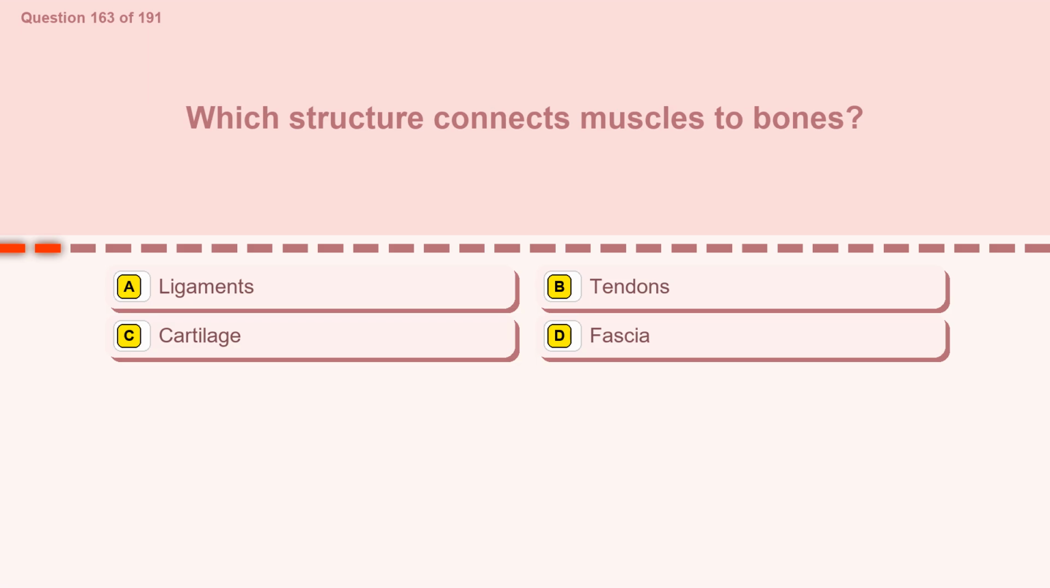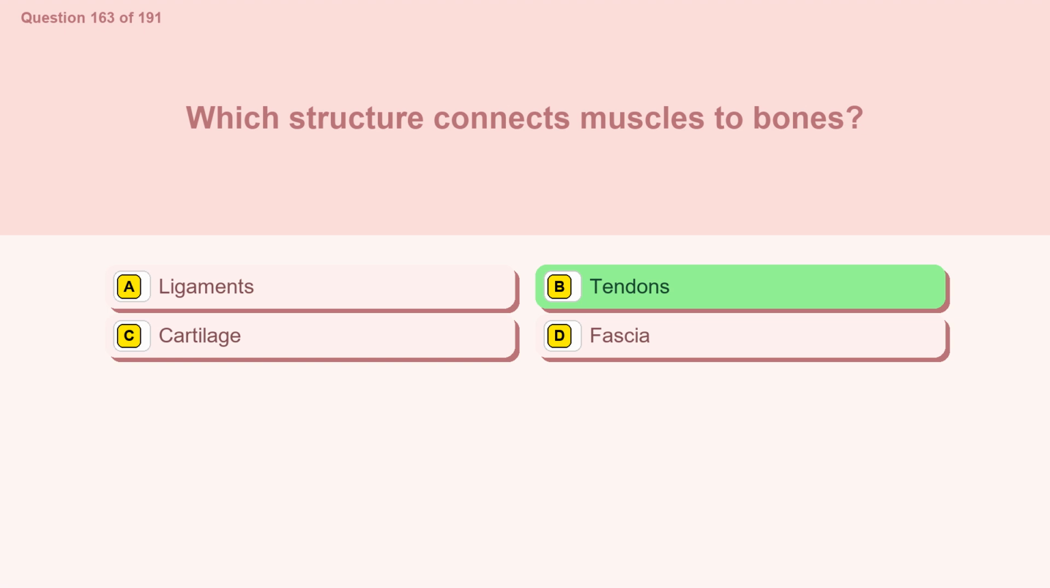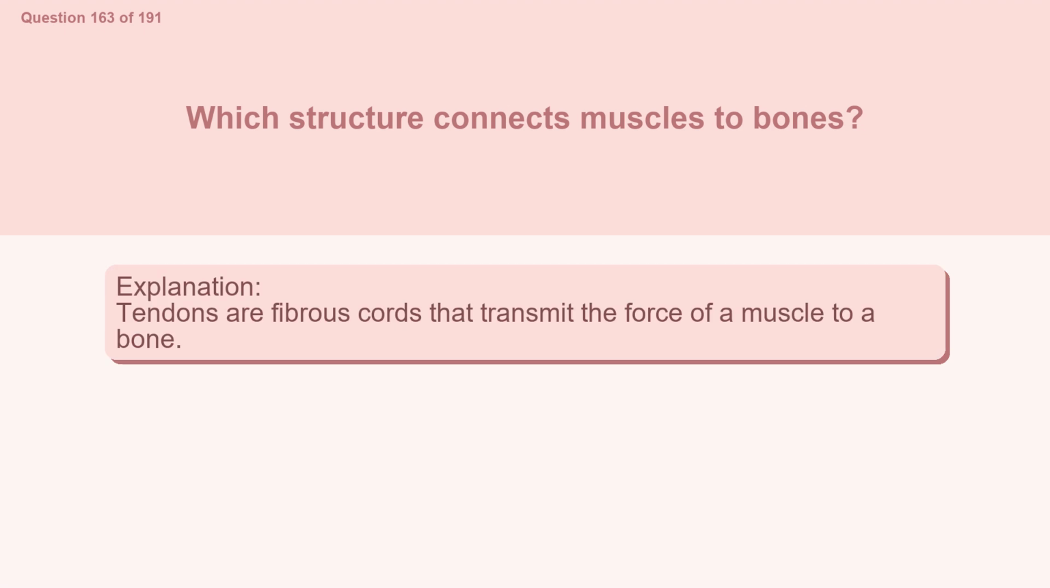Question 163. Which structure connects muscles to bones? Option A, ligaments. Option B, tendons. Option C, cartilage. Option D, fascia. The correct answer is option B, tendons. Tendons are fibrous cords that transmit the force of a muscle to a bone.